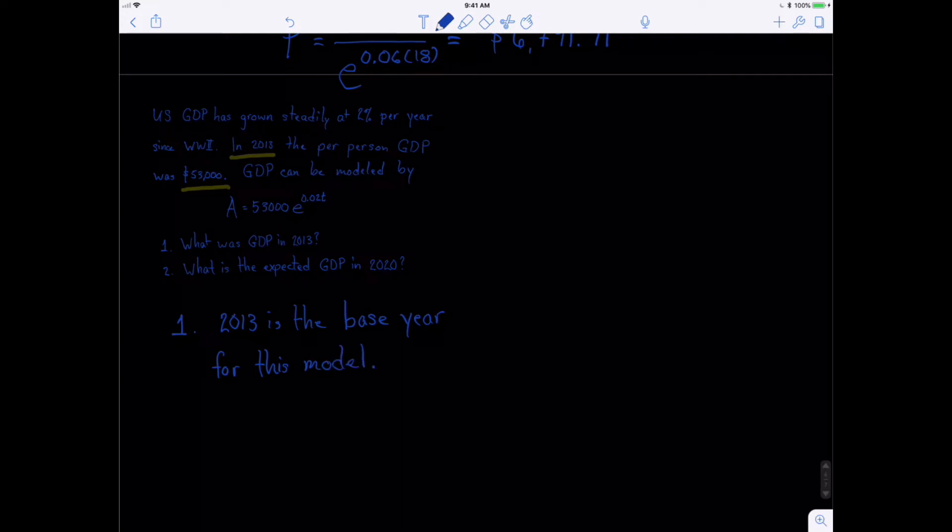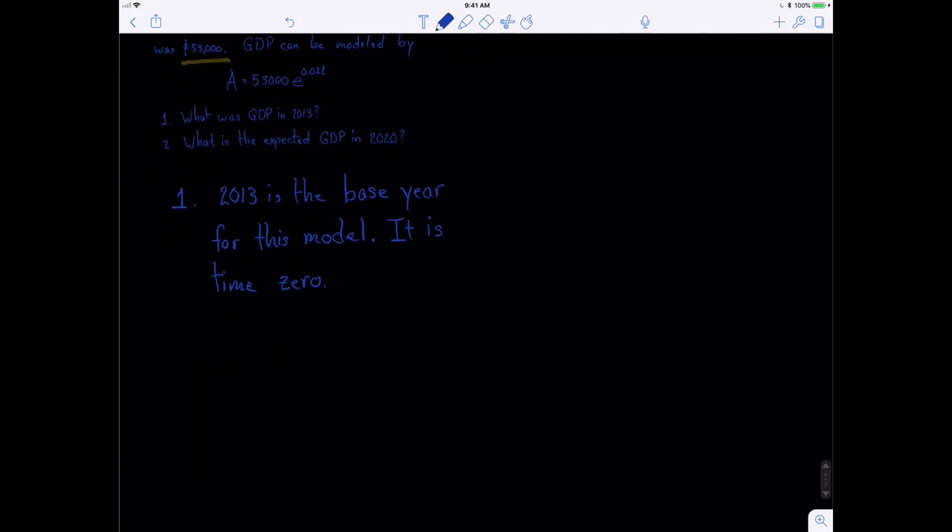In other words, it's time zero is what we'd call it. It is time zero, meaning the model works from this point in time forward. So if it's time zero, that means that if we let t equal 0, we would expect to get 53,000.